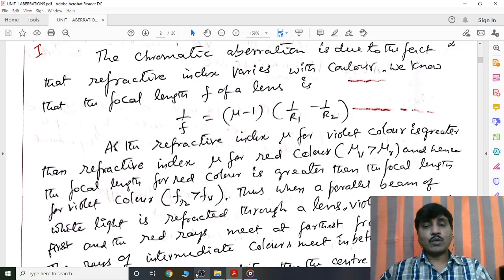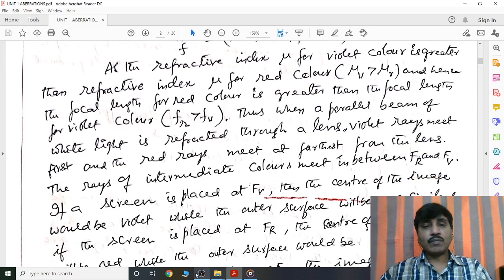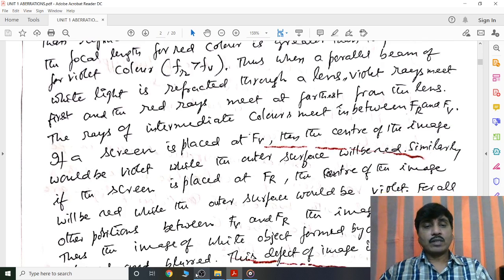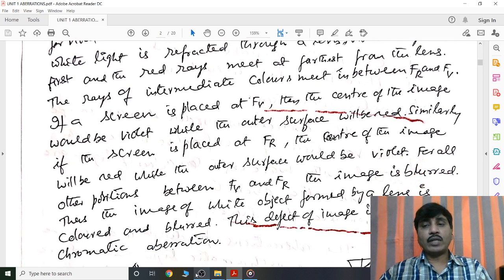As the refractive index mu for violet color is greater than that for red color, the focal length for red color is greater than the focal length for violet color, that is FR greater than FV in case of a convex lens. Thus, when a parallel beam of white light is refracted through a lens, violet rays meet first and the red rays meet farthest from the lens. The rays of intermediate colors meet in between FR and FV.